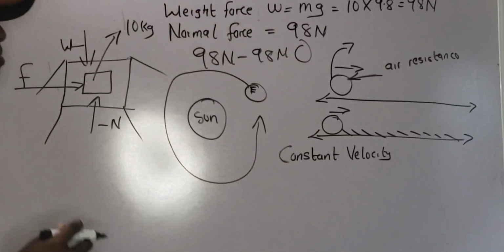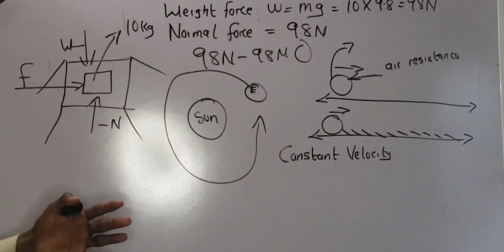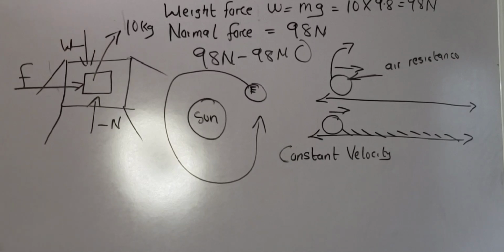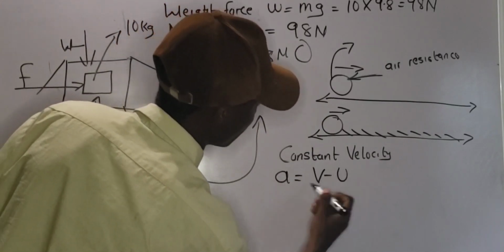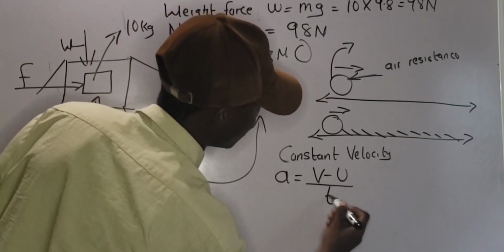Now, if an object is moving at a constant velocity, that is, there is no acceleration. Don't forget, acceleration tells us how fast the velocity of an object is changing. Then at constant velocity, there is no acceleration. In that case, acceleration is equal to what? V minus u all over t. Do you understand?